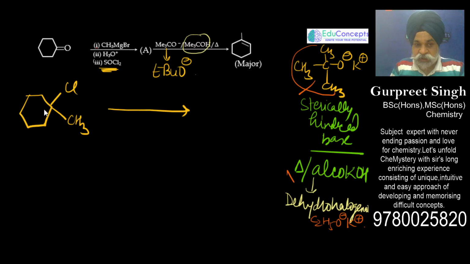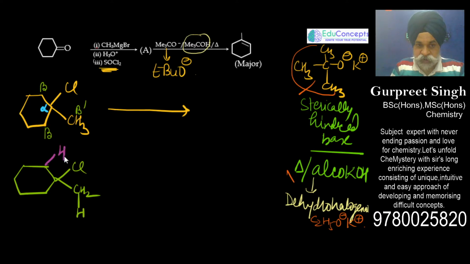And dehydrohalogenation happens like this. This is the alpha carbon, and here you have this as beta, this also is beta, but this is beta dash, and the two betas which I have shown are chemically identical. So there are two ways to remove the hydrogen. One way is removing the beta hydrogen from here, and the other is from this beta dash.